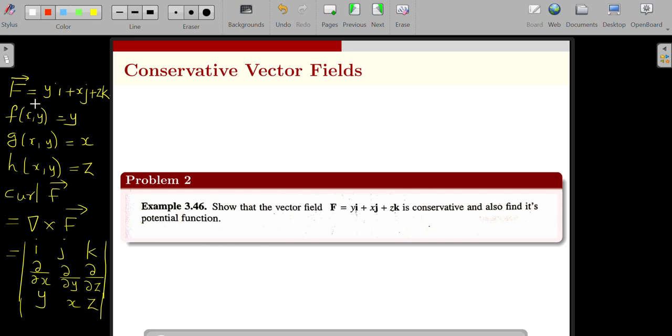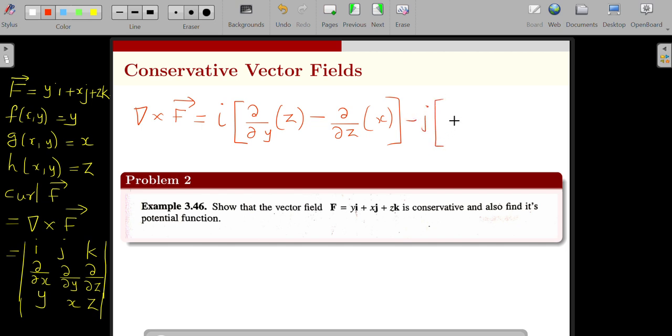So del cross F is equal to i into dou by dou y of z minus dou by dou z of x, minus j into dou by dou x of z minus dou by dou z of y, plus k into dou by dou x of x minus dou by dou y of y.